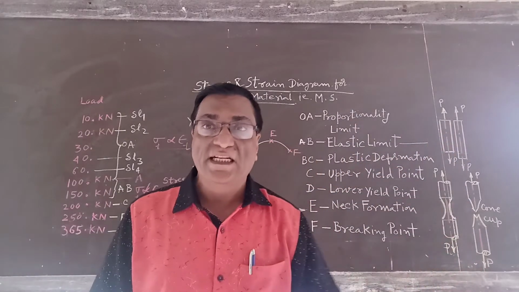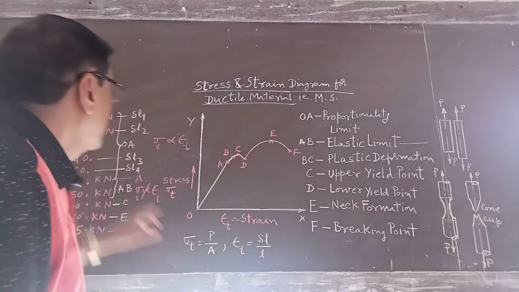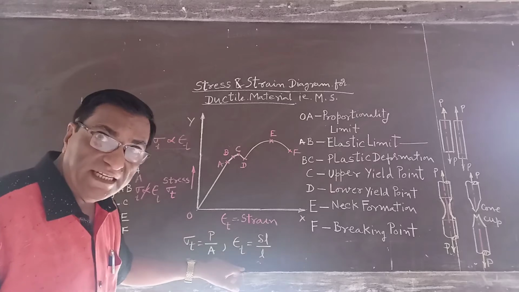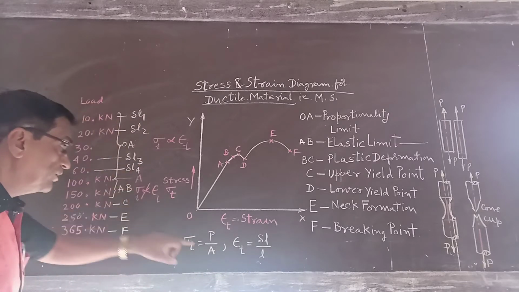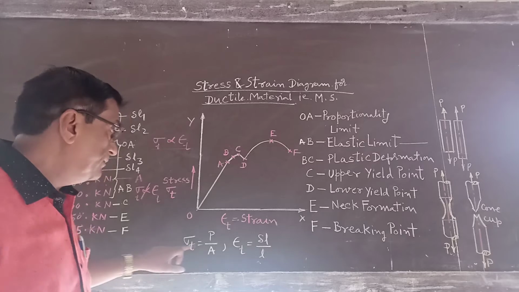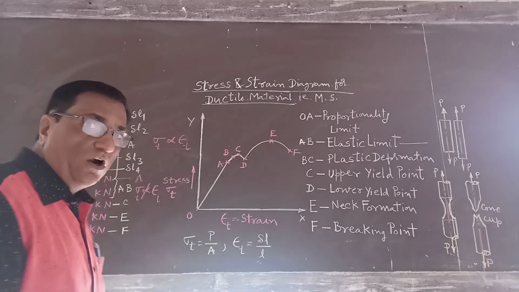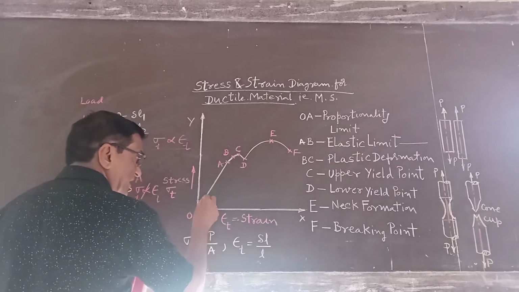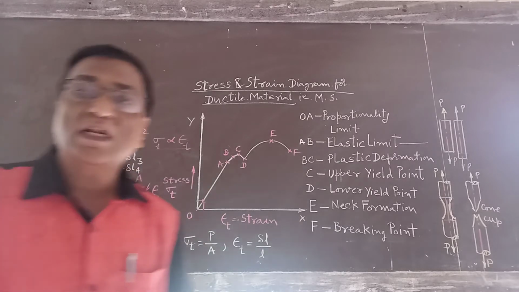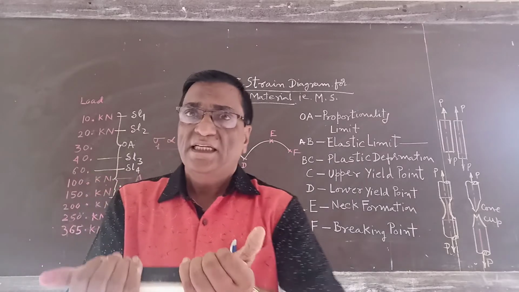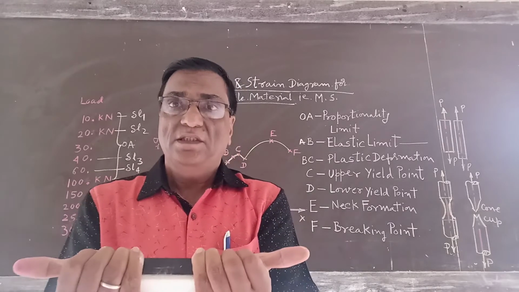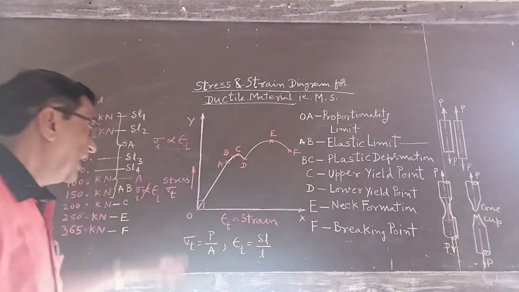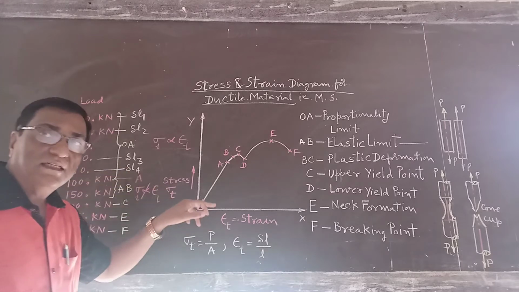Say that increase in length is delta L1. Then delta L1 upon L will be the corresponding value of the strain, and load 10 kN upon resisting area will be the corresponding stress. I will plot that point, with stress on the y-axis and strain on the x-axis. After removal of load, the material regains its original length, which means the material is elastic.